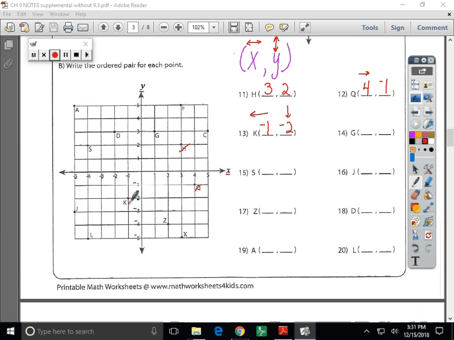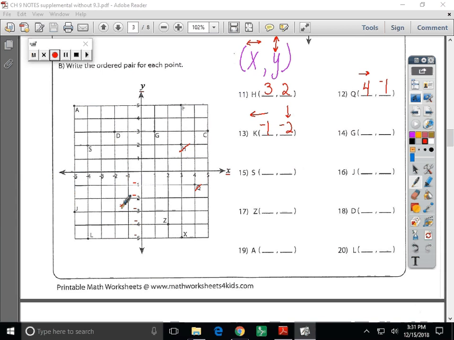K is all set. I kind of wish that they had some more challenging ones here, that maybe some were sitting on the x or the y axis. But I'm trusting that we've done a few together and that things are making some good sense for you at this point. No pun intended, point.